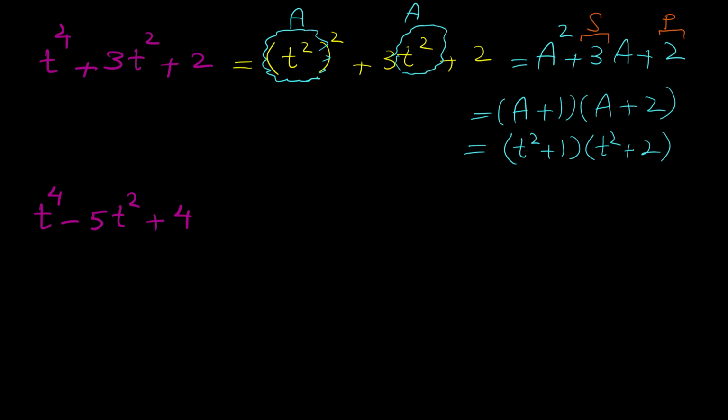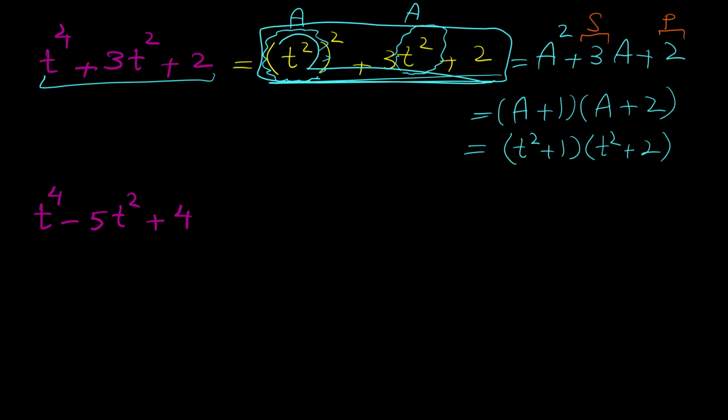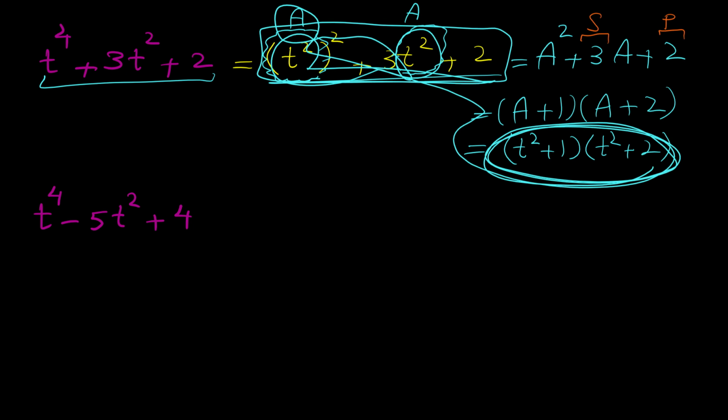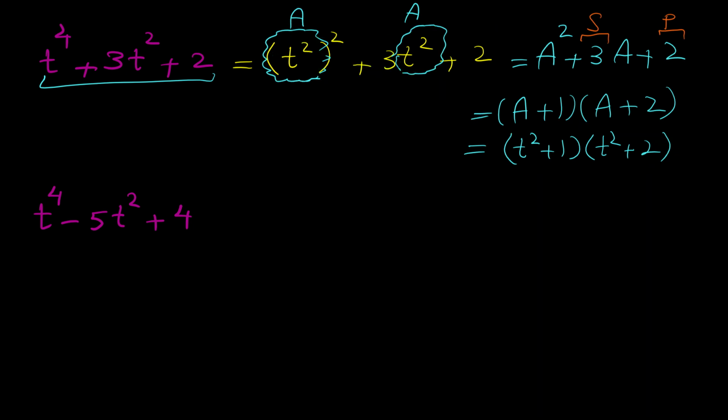Now let me show you another method for factoring this. This method is the same. I don't want to confuse you. I want to show you how, without naming t squared as A, you can get the same answer a little faster. Let me show you that method as well.